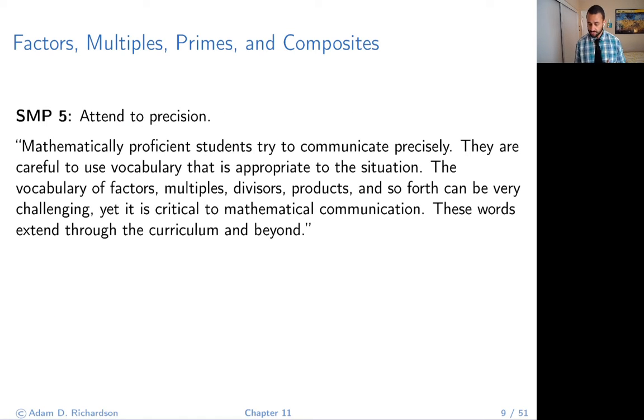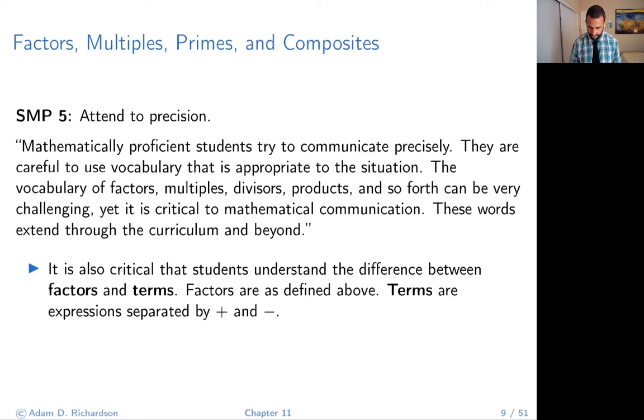Also, these words extend through the curriculum and beyond. Whenever you hear the word divisible or divides or factor, it means the same thing. It literally means the same thing out there in the real world, right? So you want to be able to make sense of these terms.